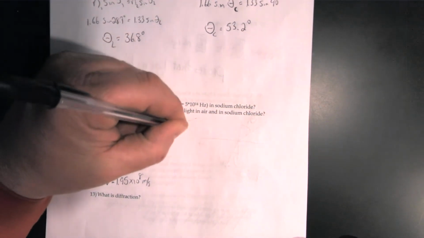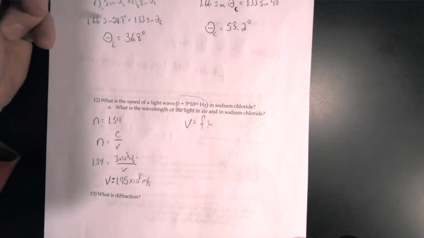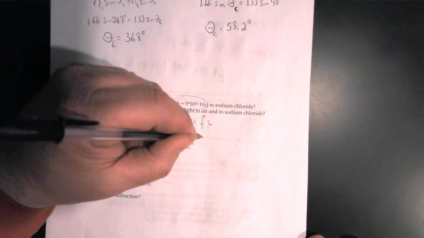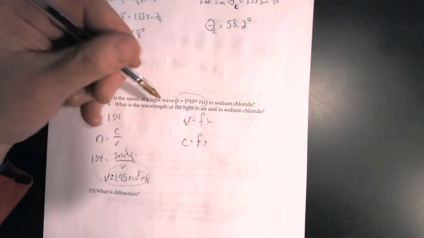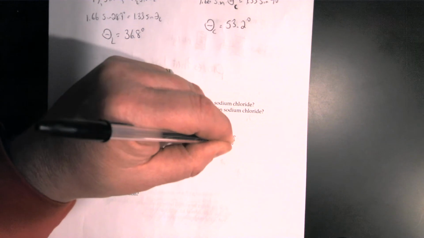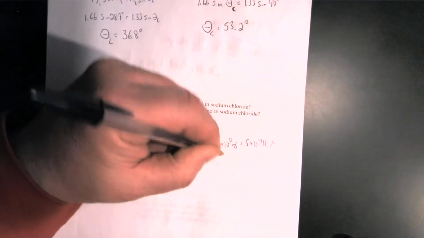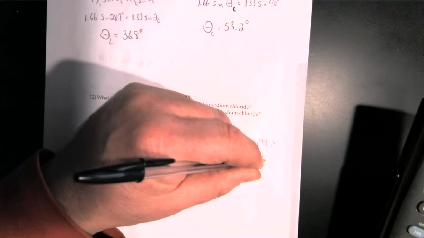So in order to find the wavelength, I'm going to use V is equal to frequency times the wavelength. Now they gave us the frequency, the 5 times 10 to the 14th, and we're going to use the speed of light in air, which is 3 times 10 to the 8th, and then we're going to do that again using our speed inside sodium chloride. So I'm going to go 3 times 10 to the 8th meters per second, because that's our speed of light in air, times the frequency, which is equal to 5 times 10 to the 14th hertz, and solve for the wavelength. And so my wavelength is 3E8 divided by 5E14, and I get 6 times 10 to the negative 7th meters.